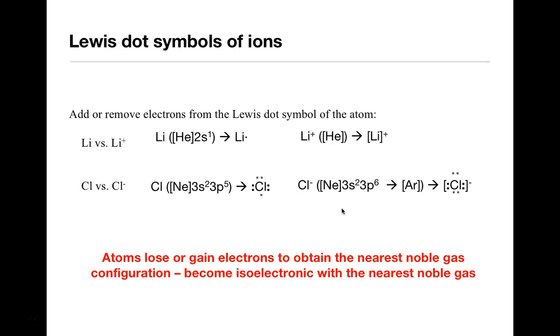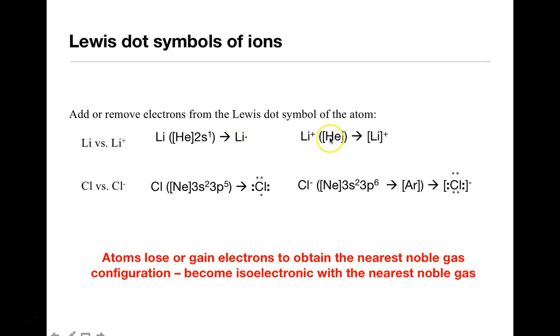So what happens when we write a Lewis dot symbol for ions? Writing Lewis dot symbols for monoatomic ions follows the exact same rules as for neutral atoms. The only difference is we need to take into account the electron configuration of the ion and not the neutral atom. If we take a look at lithium versus Li+, lithium has the helium core with 2s1 as our valence orbital, with 1 valence electron, which we would write as the lithium symbol with a single dot.